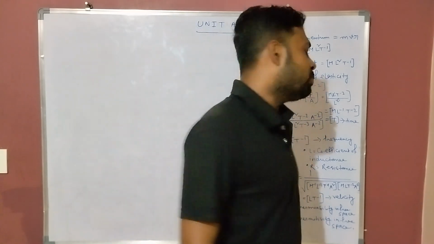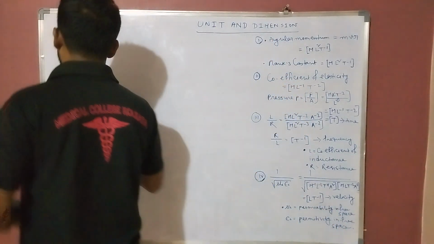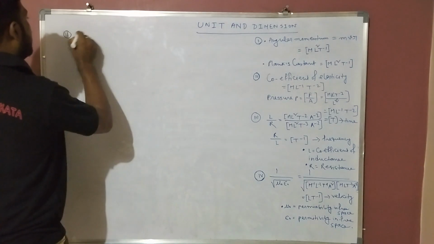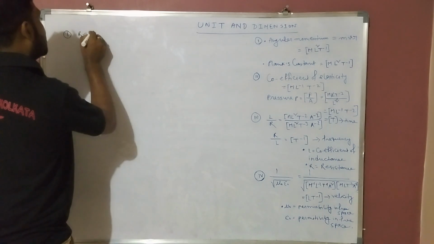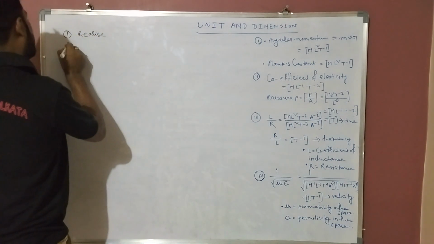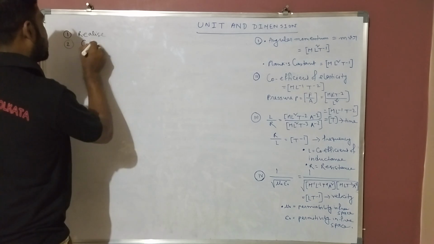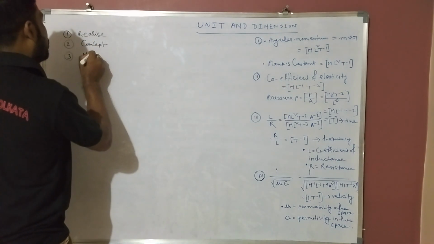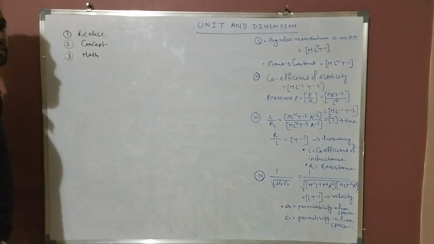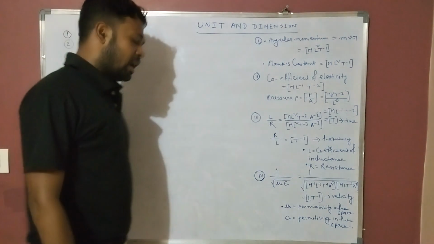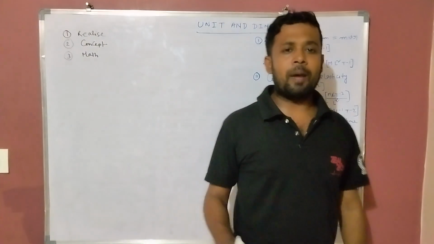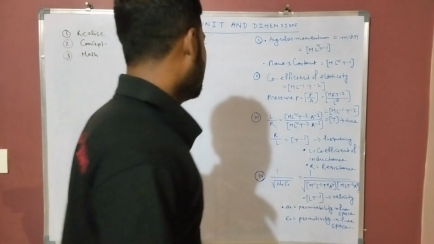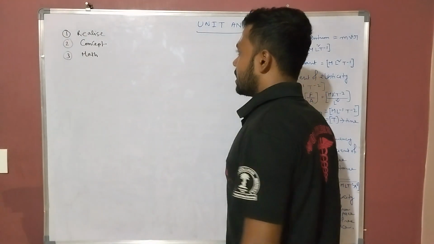So these three points on how to learn physics are: number 1, you have to realize. Number 2, you have to clear your concept. Number 3, you have to know math. Understood? Otherwise, you will not be able to improve in physics. So, let's start.